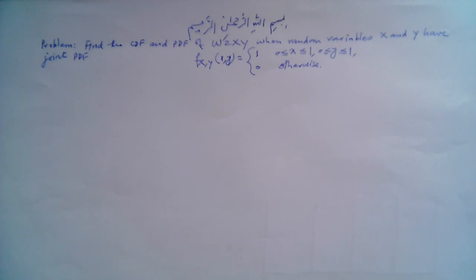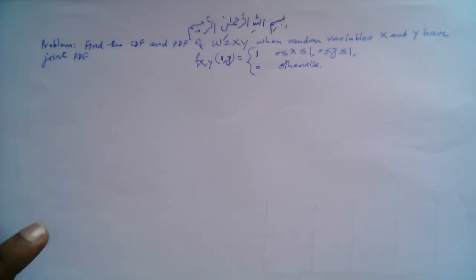So here is a problem. Find the CDF and PDF of W is equal to XY when random variables X and Y have a given joint PDF. So we are given the joint PDF of two random variables X and Y, and we are to derive the CDF and PDF of the derived random variable W, which is a function of two random variables, right? So let's begin with the solution.